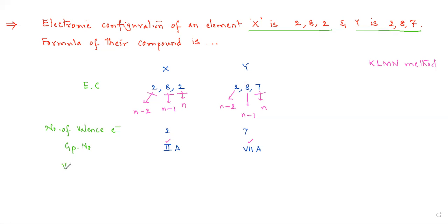Now, coming to valency, because anyway, we got the group number. Valency of this is equal to 2 as per rule number 1, because the group number is less than or equal to 4. I mean less than 4. In this particular case, it is, of course, 8 minus 7, because the group number is greater than 4. Right? That's it. Go for the criss-cross method. The formula can, of course, be given as XY2. Okay.